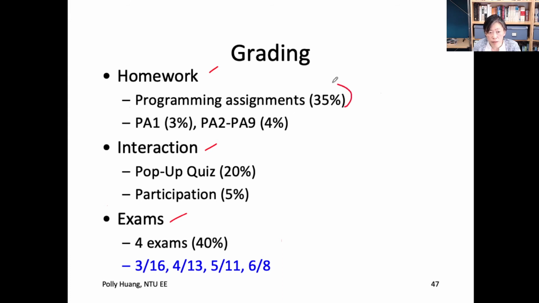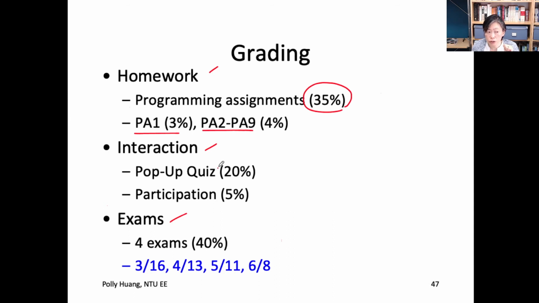Programming assignments: you've seen that there are 9 of them. Altogether they count for 35 points of the semester grade. PA1, because it's really light, weighs a little less, only 3 points. And PA2 to PA9 are 4 points each.